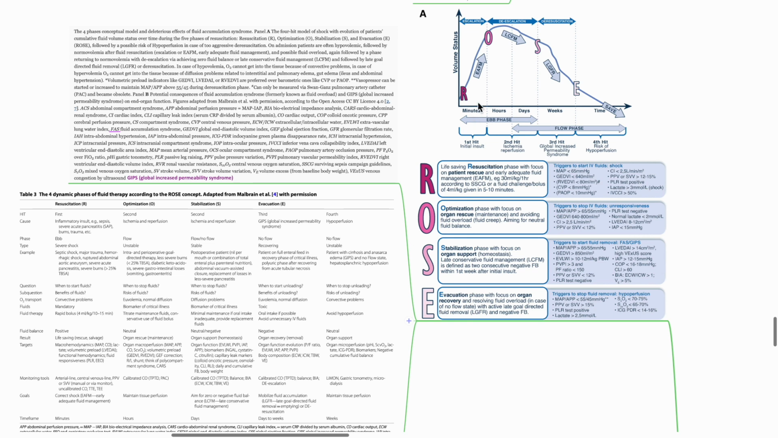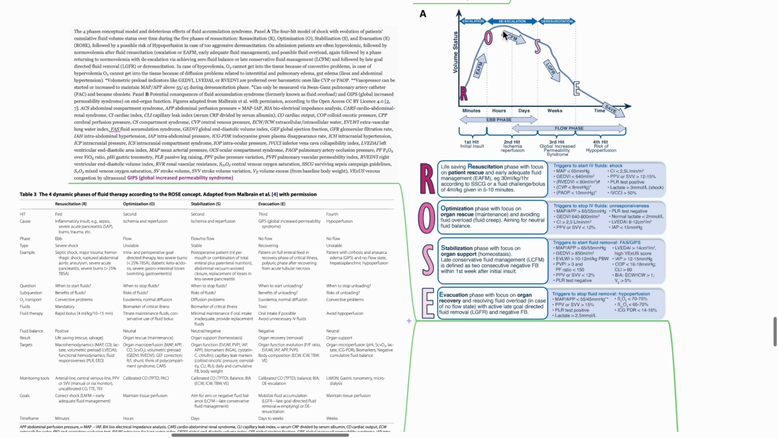This is followed by the optimization phase, with focus on organ rescue or maintenance and avoiding fluid overload, i.e. fluid creep. Aim for neutral fluid balance. Triggers to stop IV fluids include hemodynamic unresponsiveness. The optimization phase occurs during the second hit, which is ischemia reperfusion. The goal is to maintain tissue perfusion. Time frame is in hours.